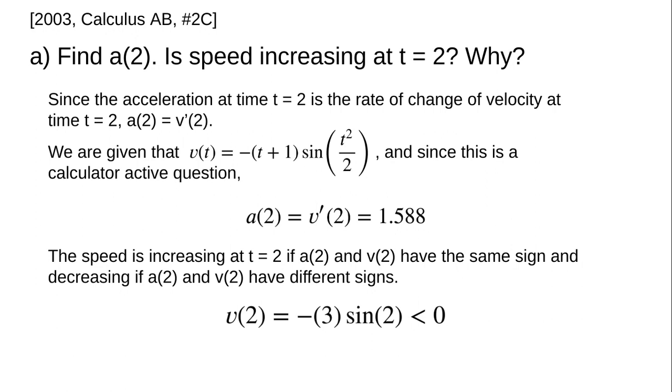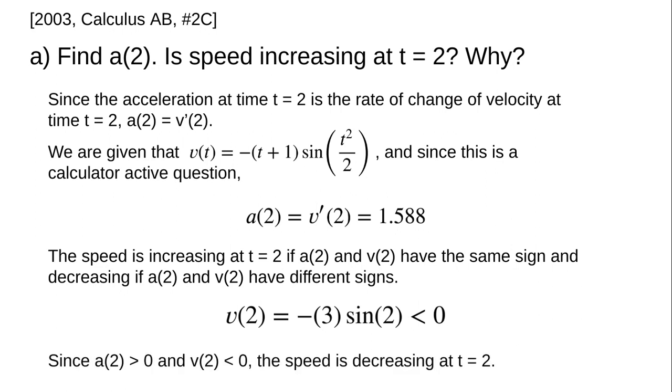If you don't use your calculator for this, you can get an exact expression for this. However, you will have to be able to determine the sign on this. Negative 3 times the sine of 2. Well, negative 3 is negative. Sine of 2, is that positive or negative? Right, it turns out it's positive. 2 radians is not quite all the way over to pi, so sine of 2 would be positive. So we have a negative times a positive. V of 2 is less than 0. Now, since a of 2 is positive and v of 2 is negative, the speed of the particle would be decreasing at time t equals 2.